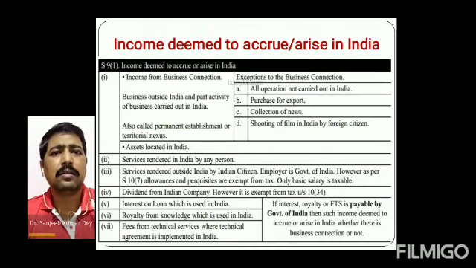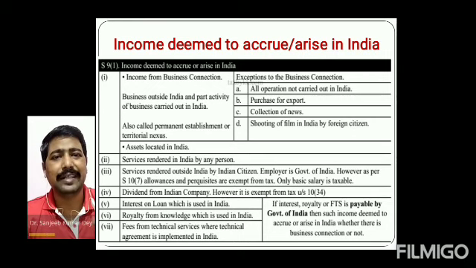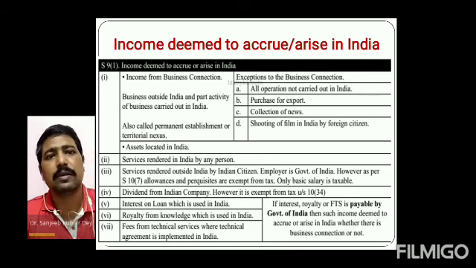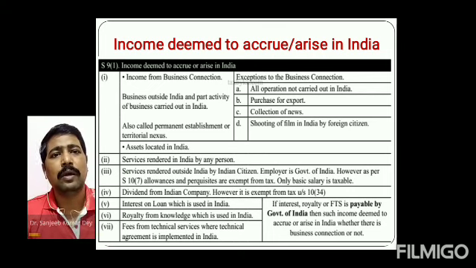The next important concept is income deemed to accrue or arise in India. These are the following cases where the income is considered to be deemed to accrue or arise in India. Number one is any income which is received in business connection. When I say business connection, business outside India or part activities of business carried out in India will be considered as business activities. Any activities relating to business connection and money is being received or income is received from that business, then it will be considered as income deemed to accrue or arise in India.